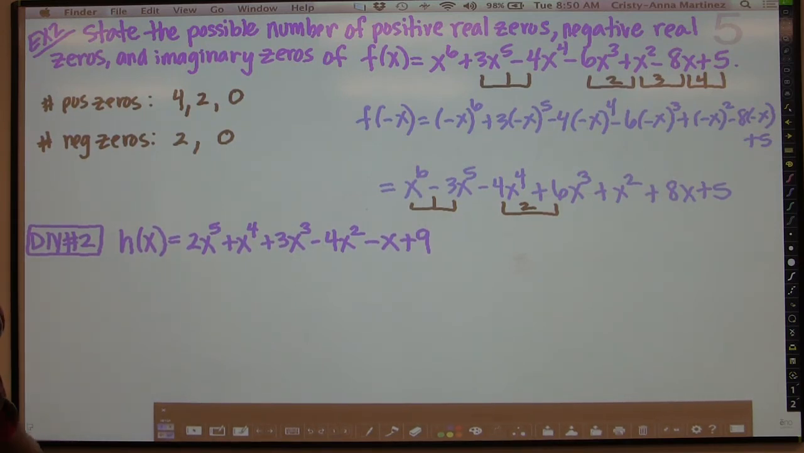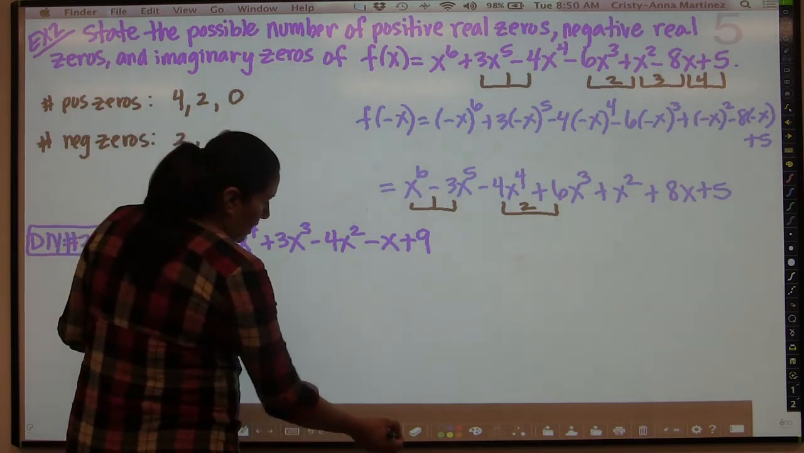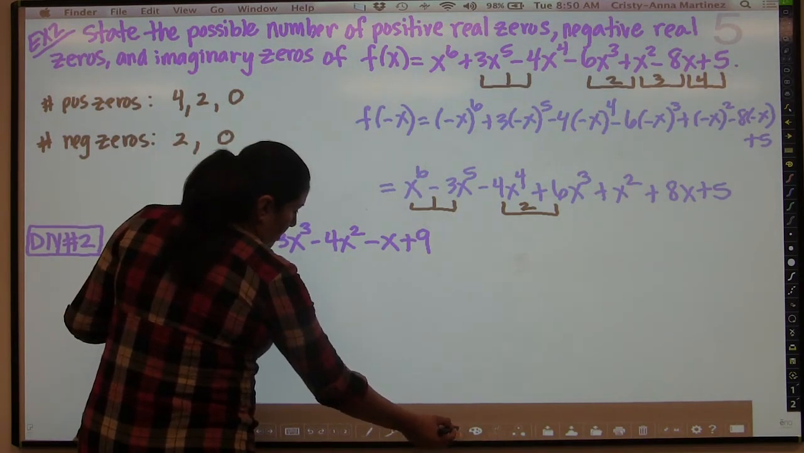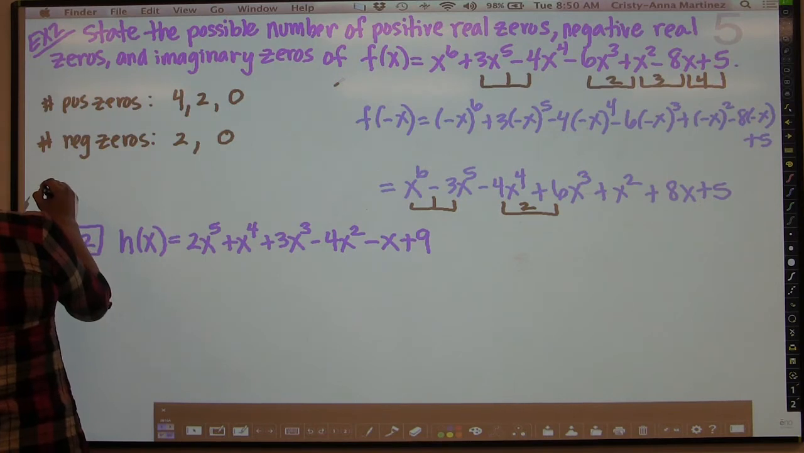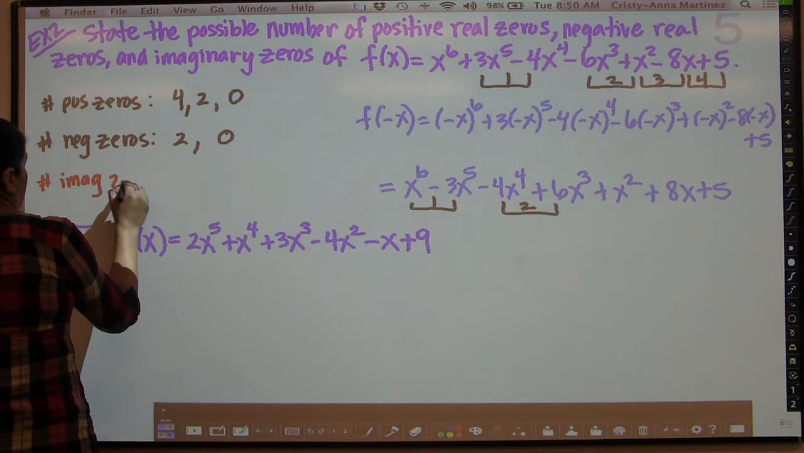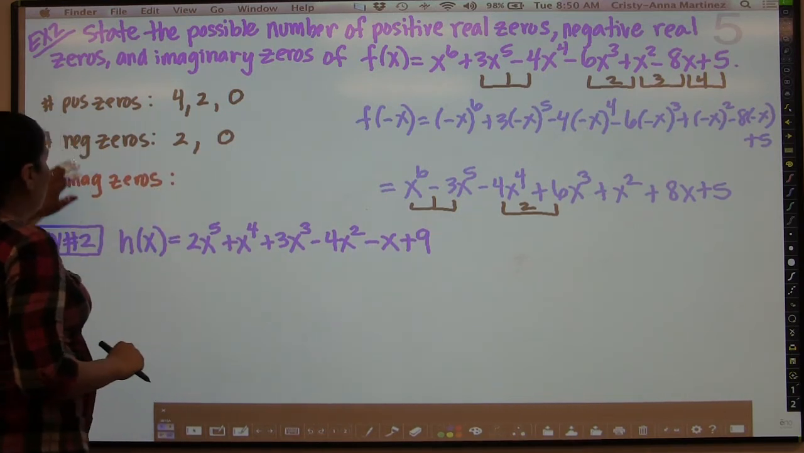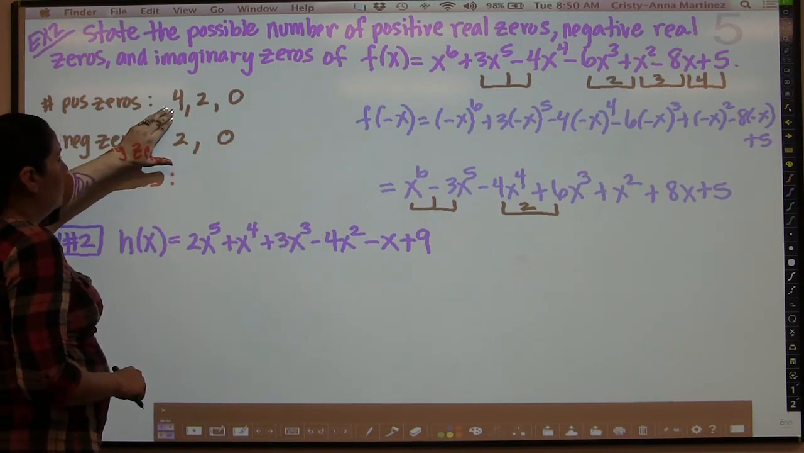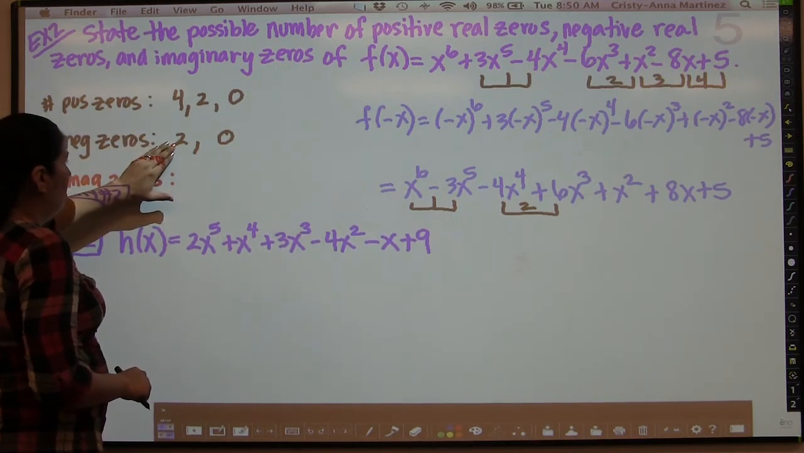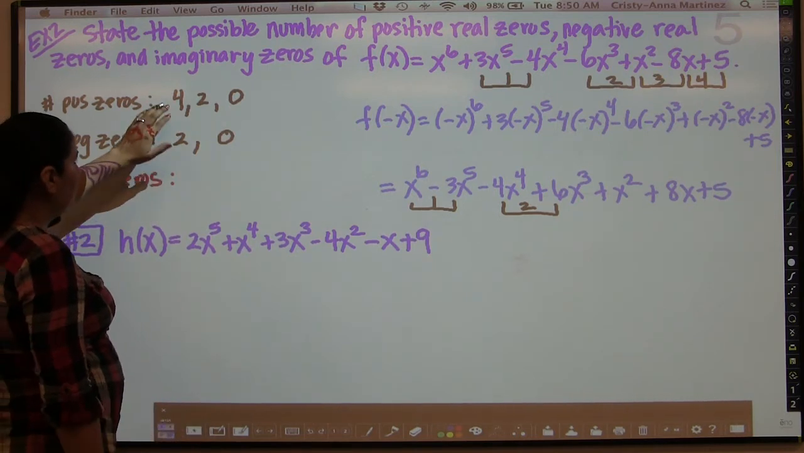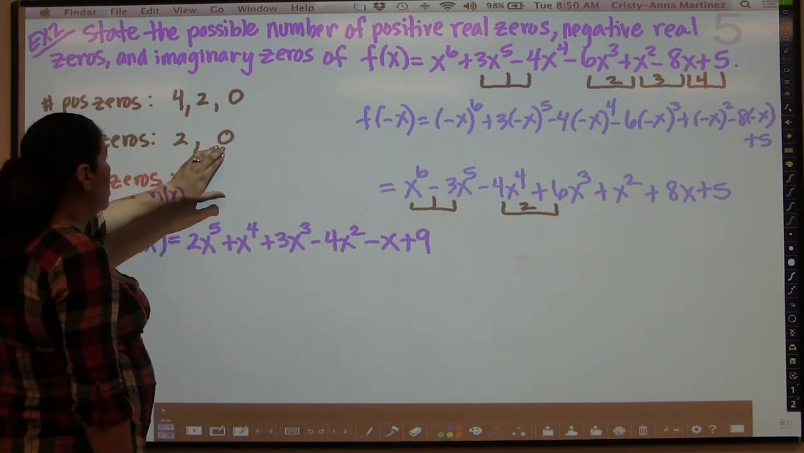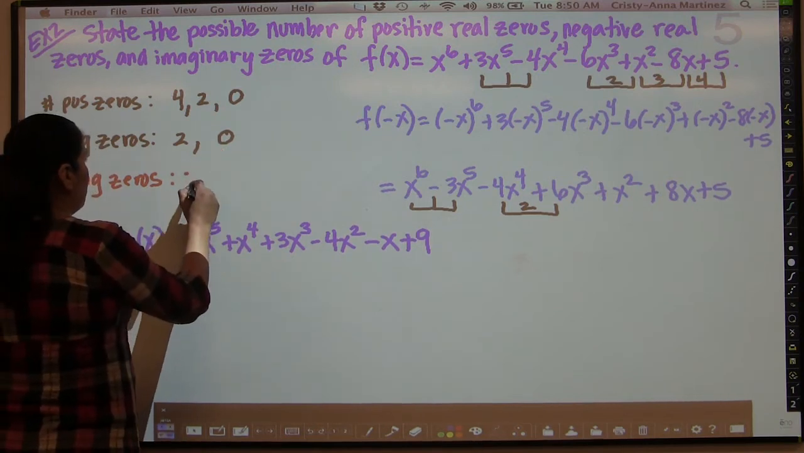So they actually want us to write out all of those scenarios, but I kind of already walked you through them, but I'm going to try and answer the question here. We want to put up on the board also the number of imaginary zeros that are possible. So again, if there's 4 positive and 2 negative, then you don't have any imaginary. If there's 4 positive and no negative, then you have to have 2 imaginary.